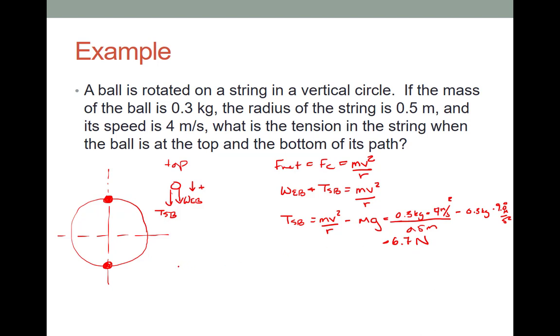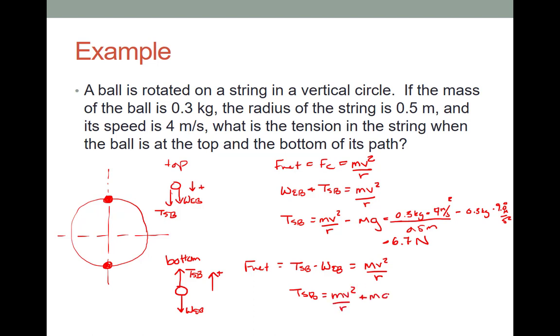If we think about the bottom now, same two forces, gravity still points downward, but the string is now pointing upward. So as before, I'm going to take F net and write it in terms of my two forces. And since my acceleration is upward in this case, I'm going to let up be my positive direction. So that'll be T_string minus W equals mv squared over r. Or in other words, T_string equals mv squared over r plus mg.